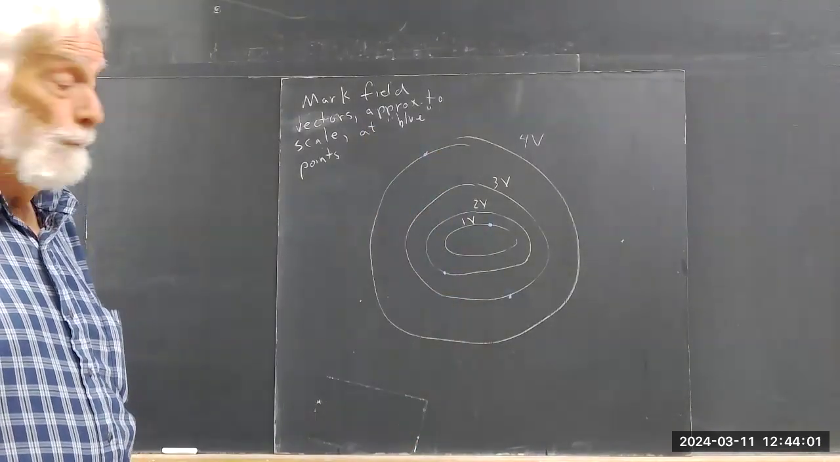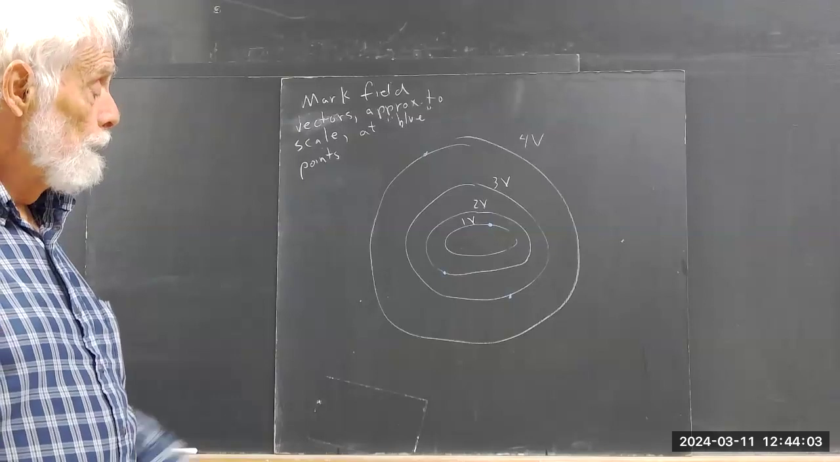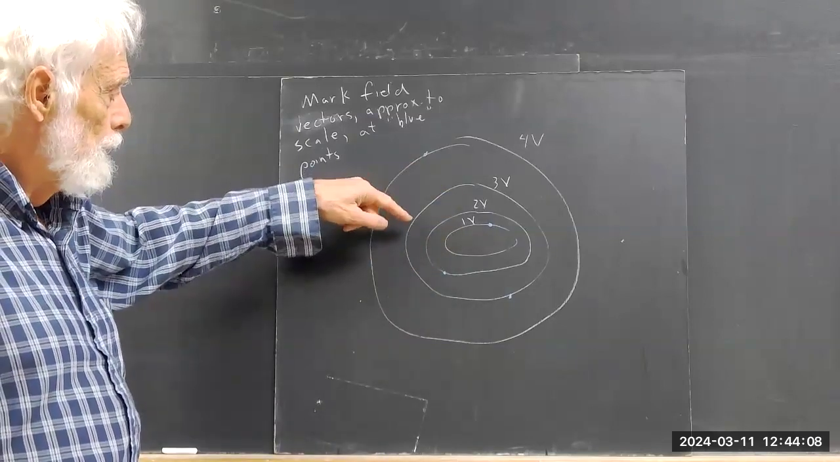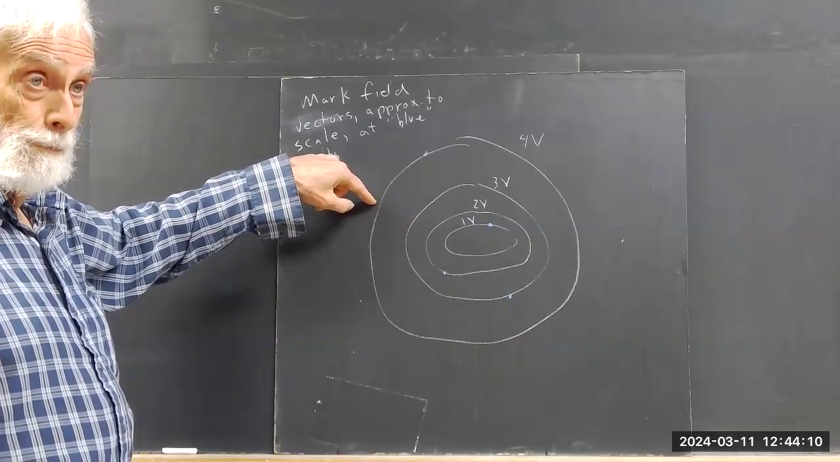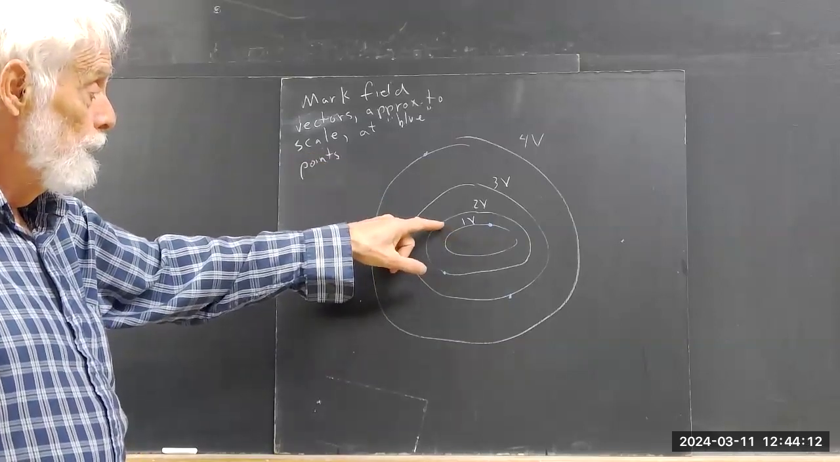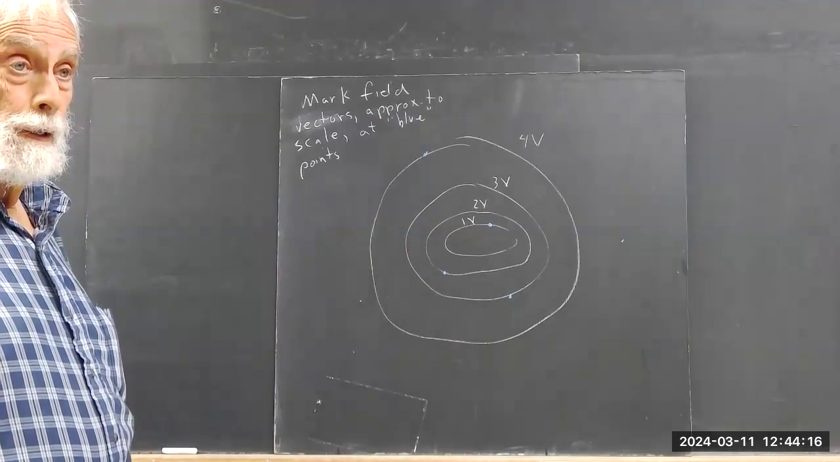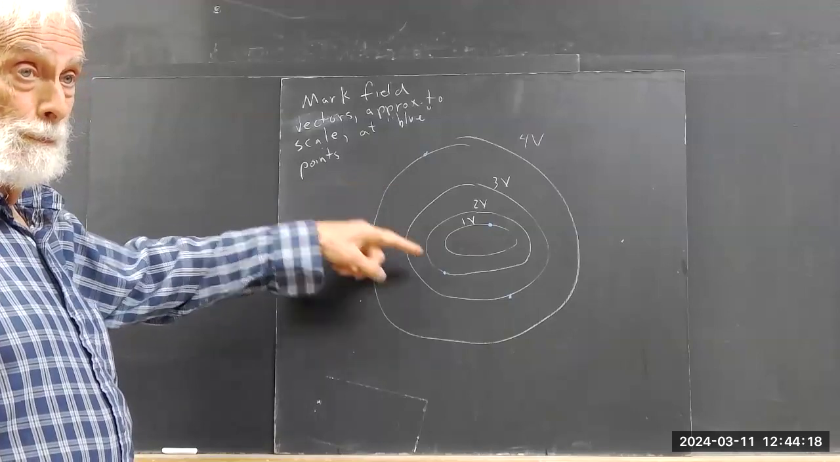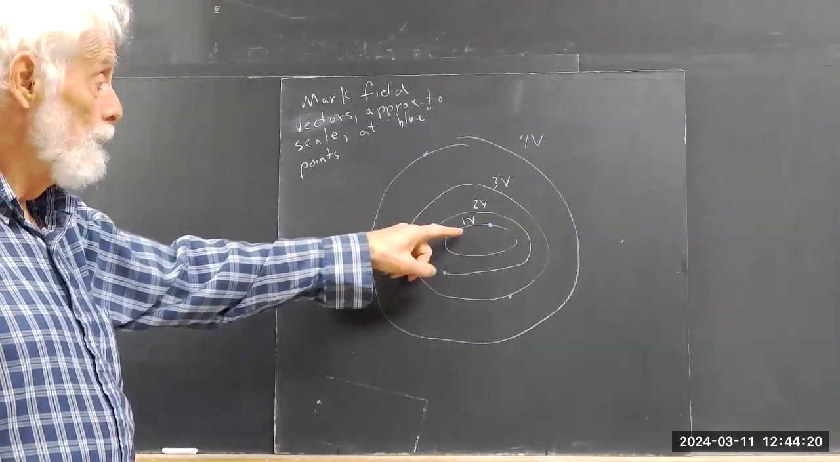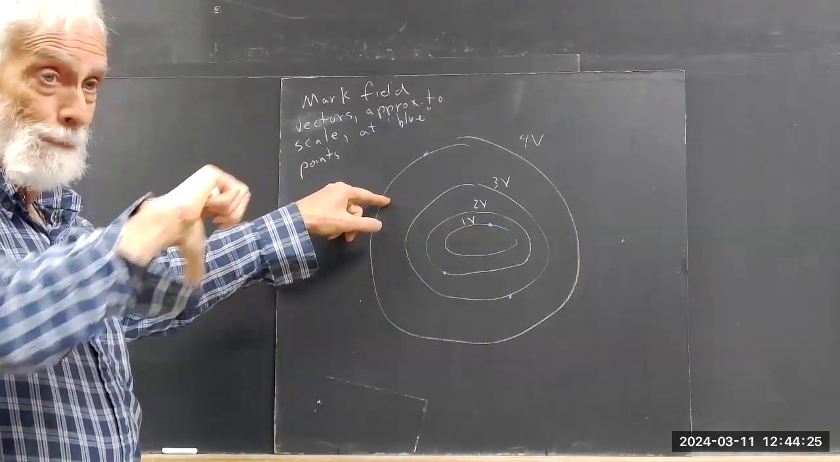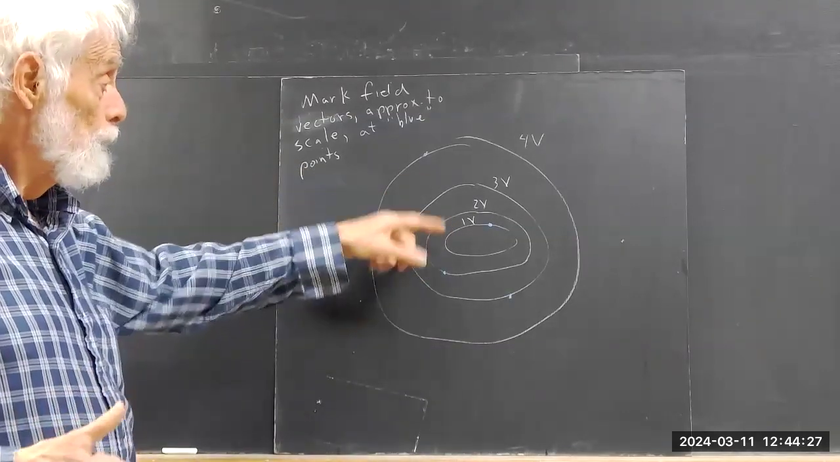Okay. So where do you have more volts per meter? Between this line and this line, or between this line and this line? I'm going to think more volts per meter here. What do you think here? Okay. Up, down. Yeah, more volts per meter here.